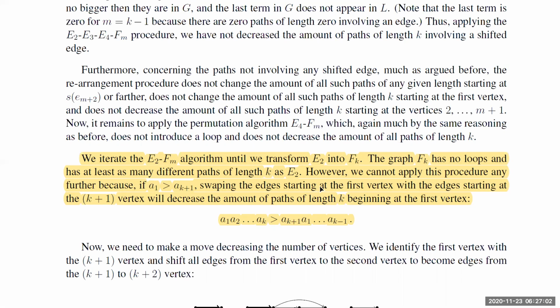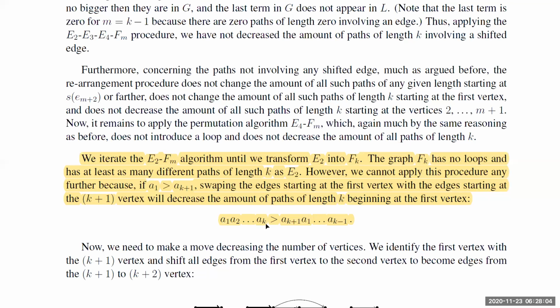It might happen that, say, L is, I don't know, K plus 5, and it might happen that AK plus 1 is strictly less than A1, and when swapping the edges, as we do in this procedure of shifting, we have a jumping edge, right? And which starts at the K plus first vertex. So our procedure would be to shift its beginning one step to the right, and then make the cyclic permutation, making AK plus 1 first, then A1 second, and so on and so forth. But if we take such a situation that A1 is strictly bigger than AK plus 1, then swapping the edges starting with the first vertex with the edges starting at the K plus first vertex, this cyclic permutation, will strictly decrease the amount of paths of length K beginning at the first vertex.